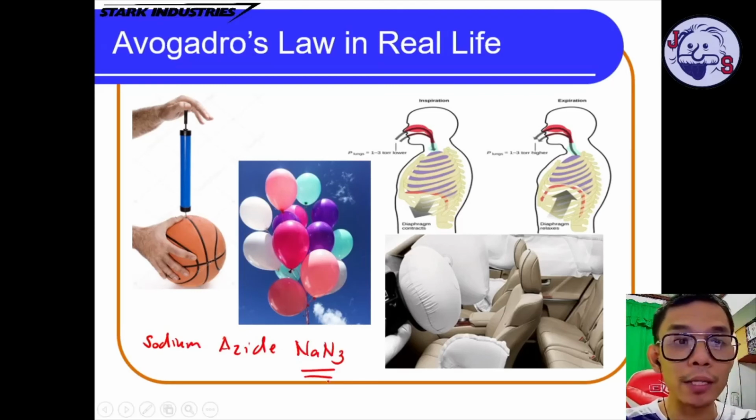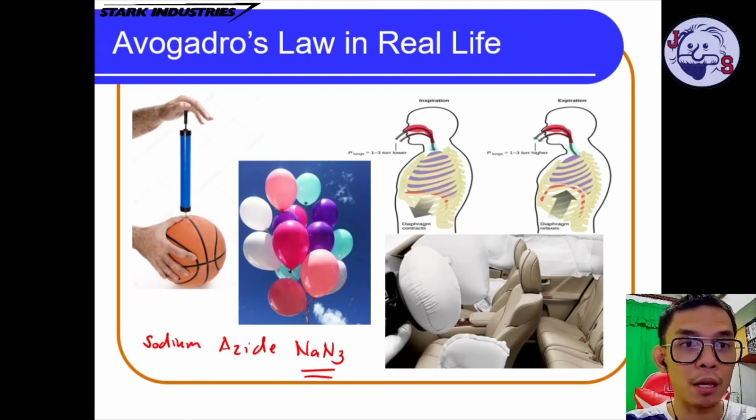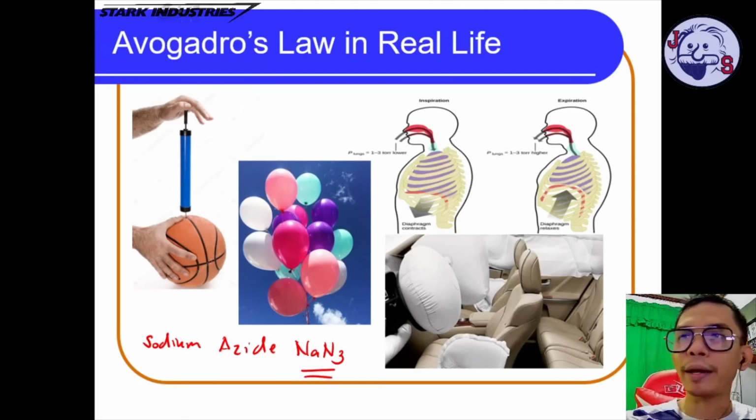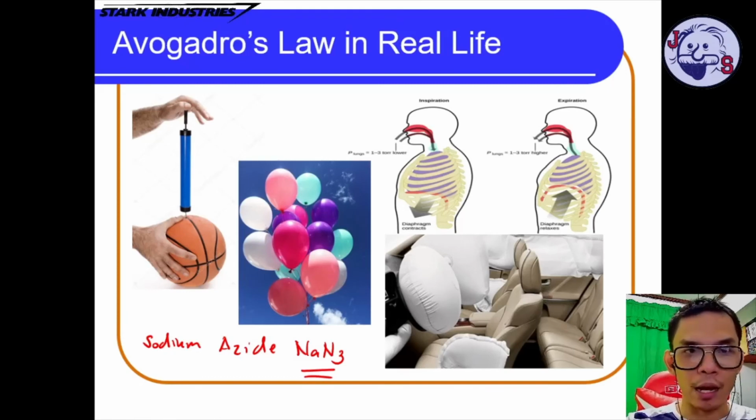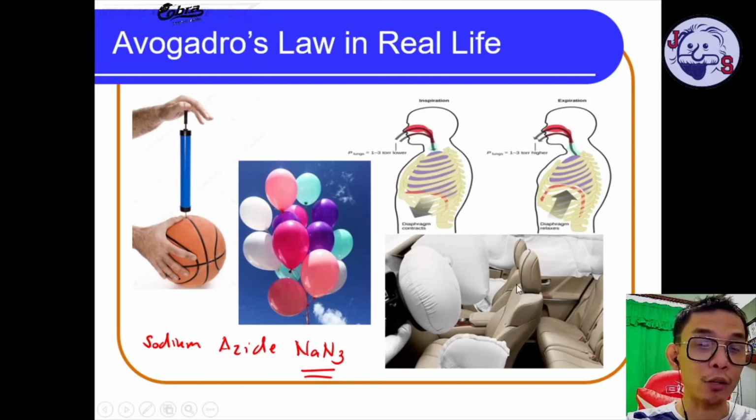And this sodium azide is directed to inflate the airbag immediately, before your head hits the steering wheel or the dashboard or the side panels that you have right here. Okay, it will be inflated faster before your head hits everything inside the car. Okay, so how does it work?